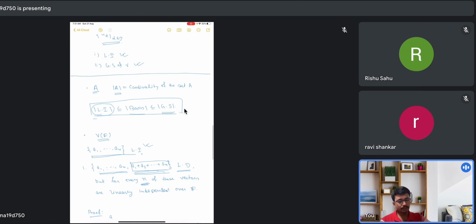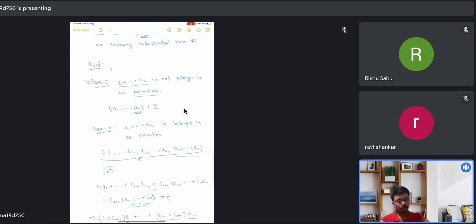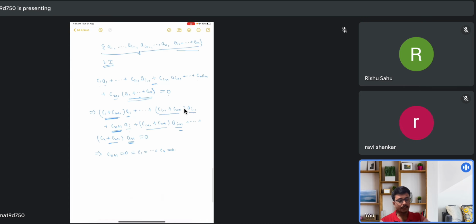And it was already given that this collection A1 up to An is a linearly independent set. So all coefficients must be 0. First we look at Ai. The coefficient of Ai is C(n+1). Since all are linearly independent, all coefficients must be 0. So from here we will get C(n+1) is 0. Is it fine or not? Please tell.